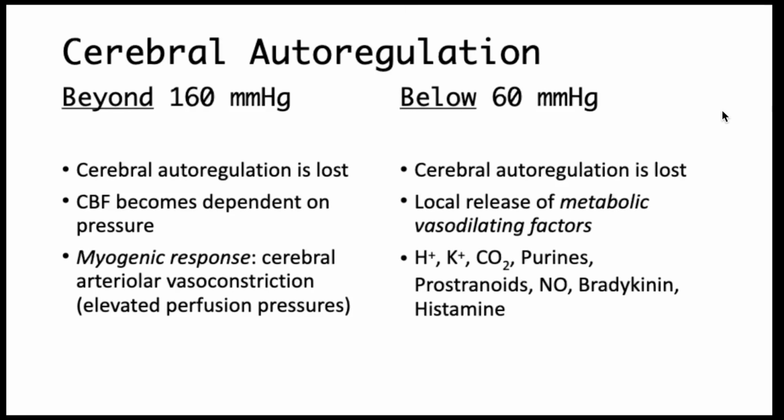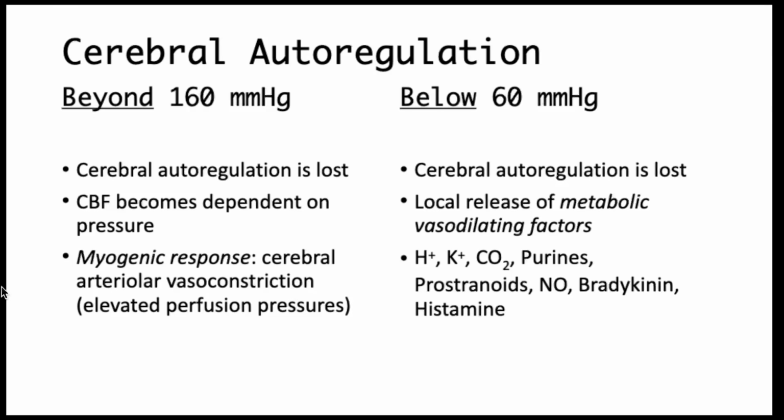If the mean arterial pressure drops below 60, cerebral autoregulation is lost. But at this low pressure, the metabolic response becomes important, and local release of metabolic factors such as purines, hydrogen, potassium, nitric oxide, prostanoids, histamine, etc., will cause vasodilation and will increase cerebral blood flow.